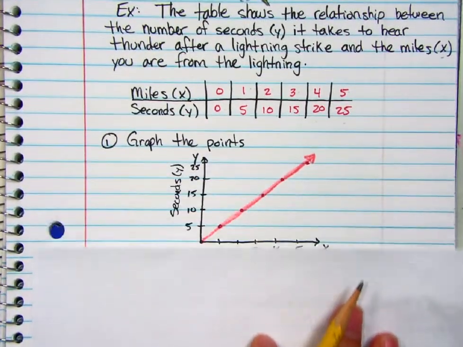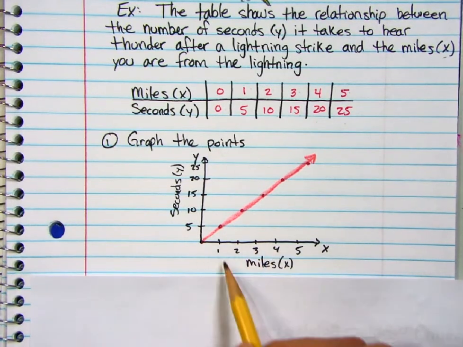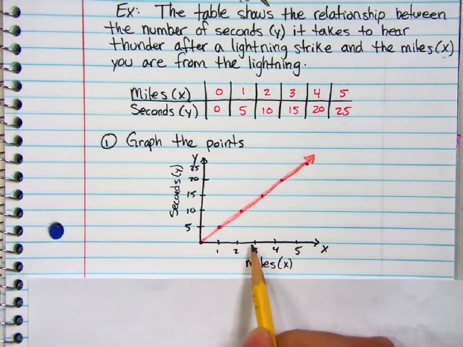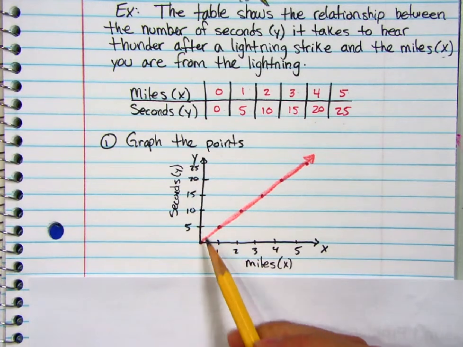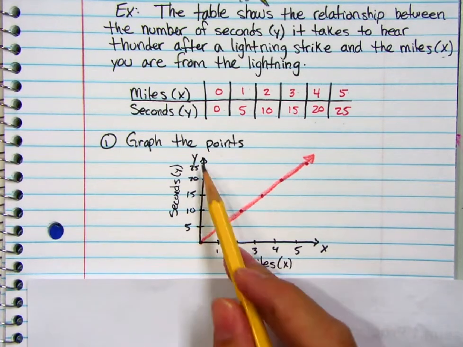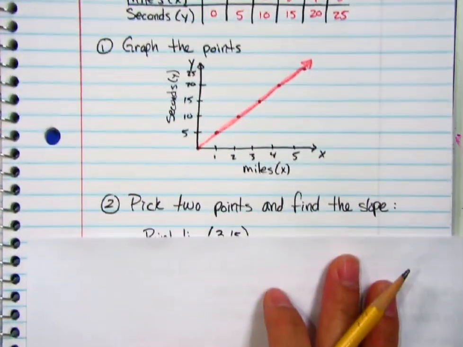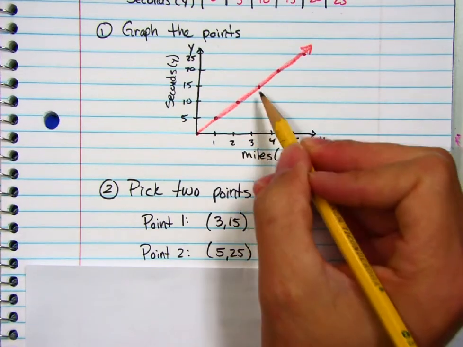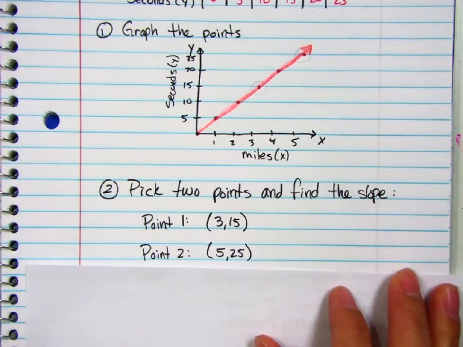So I want to graph these points. I start off with graphing my points, and I look at this. Here's miles, and here are seconds. This is the independent. I could be any number of miles away from the lightning strike, but the seconds it takes for the sound to reach your ears depends on how far you are. Next, I'm going to pick 2 points, any 2 points, doesn't matter. I chose 3, 15, this point here, and 5, 25, that point there.